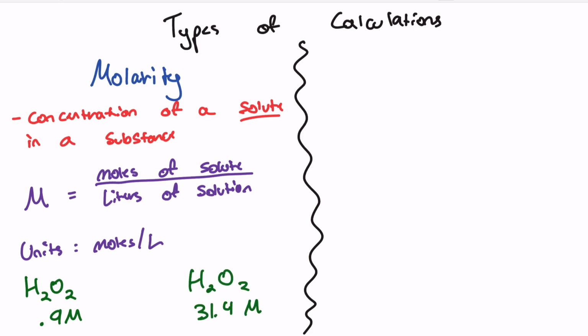For industrial purposes, 31.4 molar hydrogen peroxide is used. This stuff is extremely concentrated, and it will dissolve skin on immediate contact. That's why we use molarity, to describe the concentration of our solution.